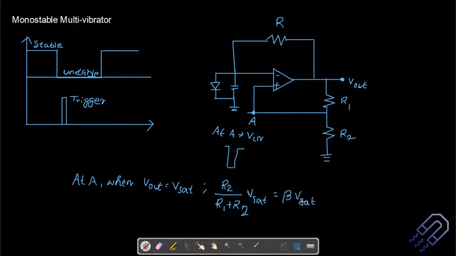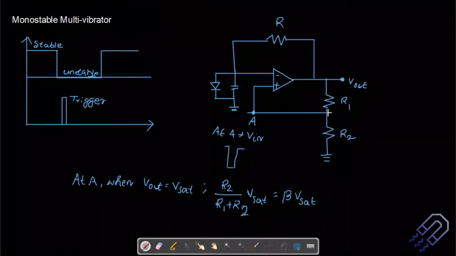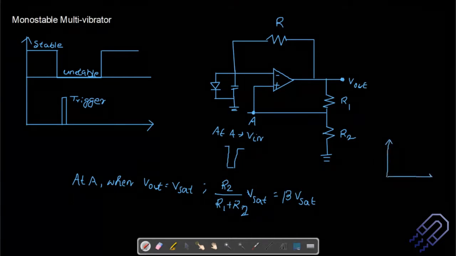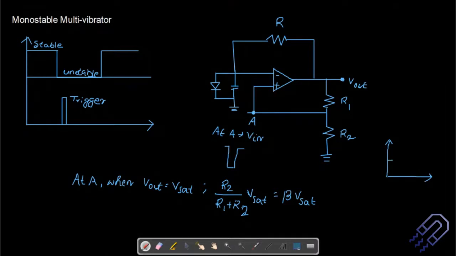So this can be negative or positive, depending on what is the output. If the output is positive, we are going to get beta V sat. If the output is negative, then we are going to get minus beta V sat. So this is the initial condition, and at this initial condition we are going to draw a graph. The capacitor has a constant voltage across it. So this is what we are going to look into now.